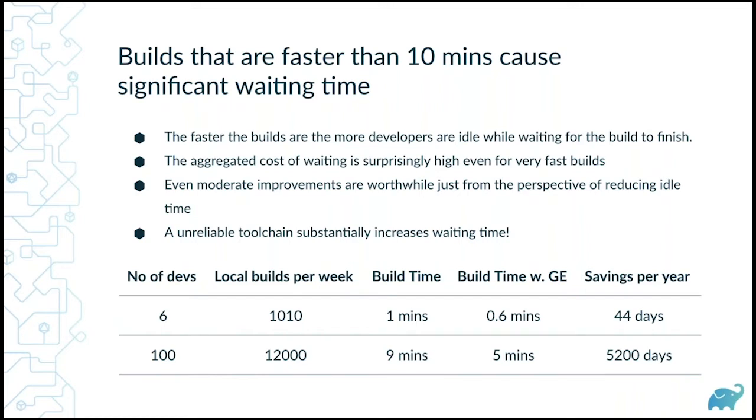And if you have longer build time, let's say you get it down for a 100 people team, right, from 9 minutes to 5 minutes, it can increase productivity by multiple hours per day per developer, right? And we've seen that. And one thing to keep in mind is that an unreliable tool chain substantially increases waiting time. So if you have a lot of flaky tests or weird issues with the build, the average time for the feedback cycle increases significantly.